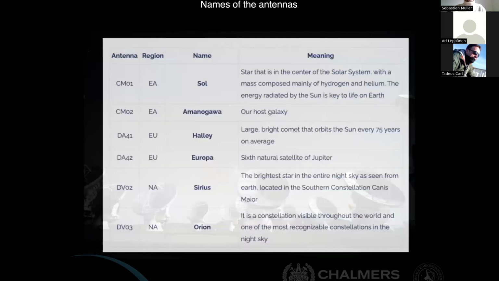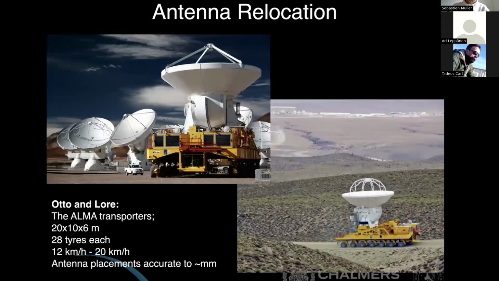And recently they also decided to name the antennas with actual proper names. If one goes to the web page of the observatory, one can see the names of the different antennas and the meanings in different languages, and there are names in Japanese and Spanish and so on. So it's interesting to see that.